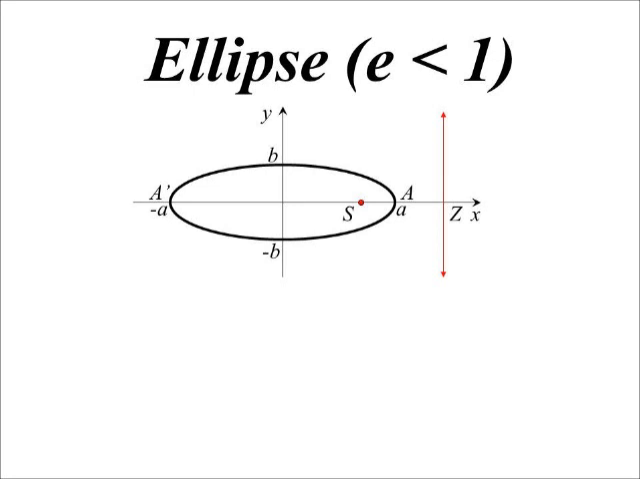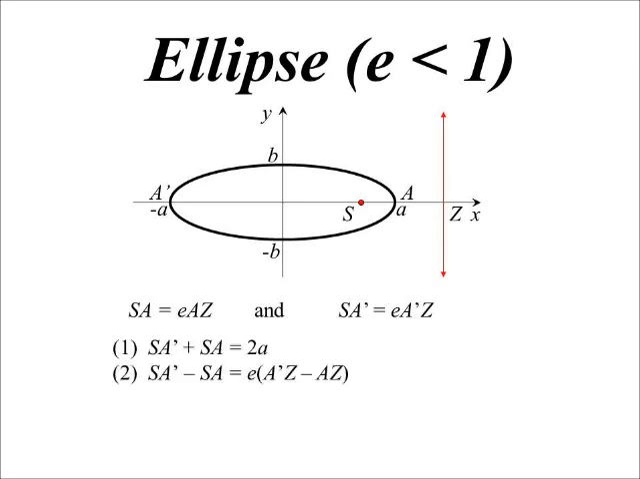Now what we want to do is to come up with an equation for the ellipse. So what do we know? We know the distance from the focus is equal to the eccentricity times the distance to the directrix. So S to A would be equal to eccentricity times A to Z. If I look over at A dash, I could also say the distance from A dash to S is equal to the eccentricity times the distance from A dash to Z. So these are two measurements I can work out.